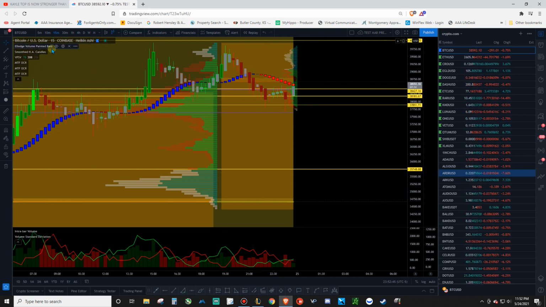So I like these painted bars because you can color code them based on volume. Right now we're looking at Bitcoin. It tried to break down through these weekly levels, which are these yellow lines, and it tried to break down on low volume, and you can kind of see that here. Now it's trying to break up, but right now it's still low volume, and you can see that here.